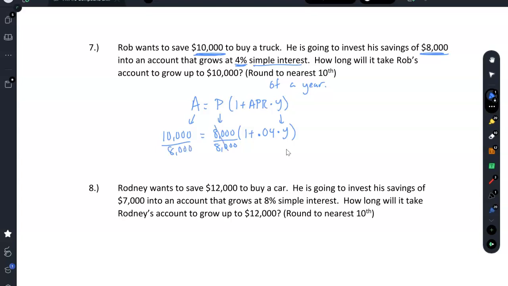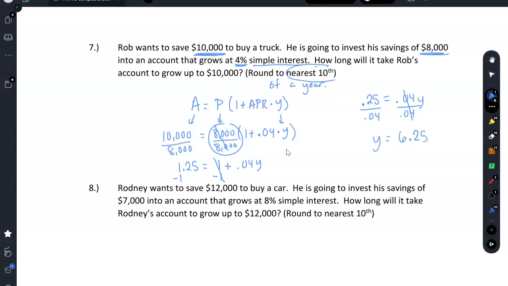You can turn this into a decimal if you want to, or you can keep it a fraction. But I do suggest you reduce it just to make it look a little bit easier to work with. But this is 1.25 equals 1 plus 0.04y. Now the parentheses are gone because they're not being multiplied by the 8,000 anymore. So to solve for my y, I'm going to subtract 1 from both sides. It's going to cancel here. That gives me 0.25 equals 0.04y. I'm going to divide by 0.04. So I have 0.25 divided by 0.04, and that gives me 6.25.